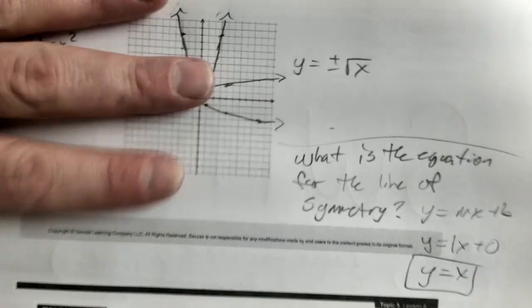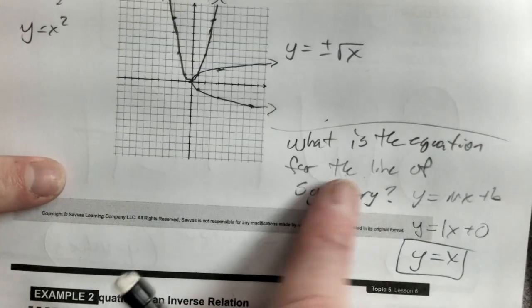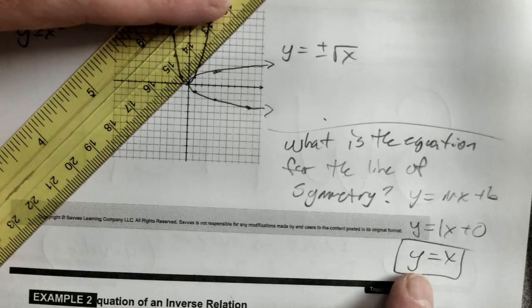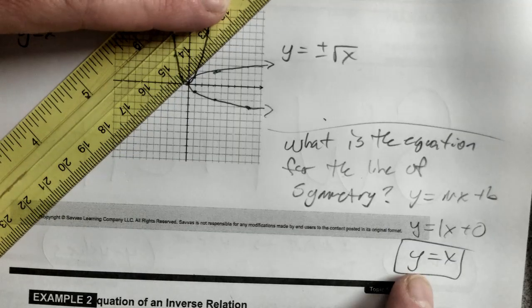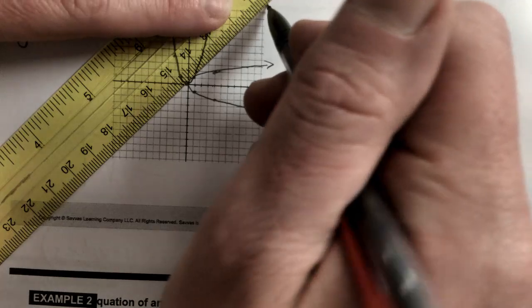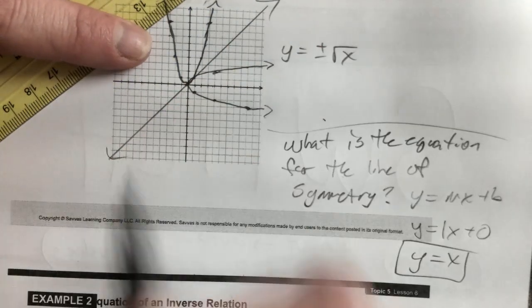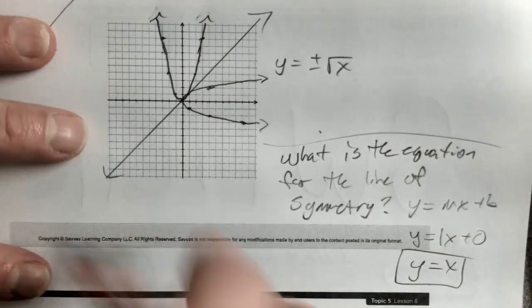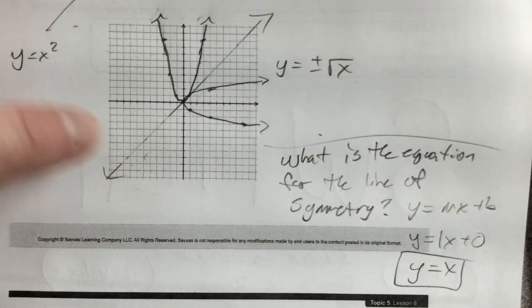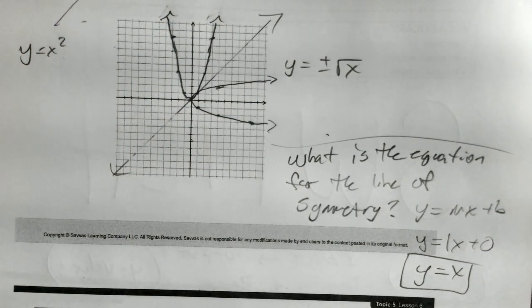Okay, let's focus. The equation for the line of symmetry is y equals x. So if I draw that line, y equals x, 1x plus 0, I'm so proud of you. That's this line right here. I'm going to make it dashed. That's our line of symmetry for every function and its inverse.